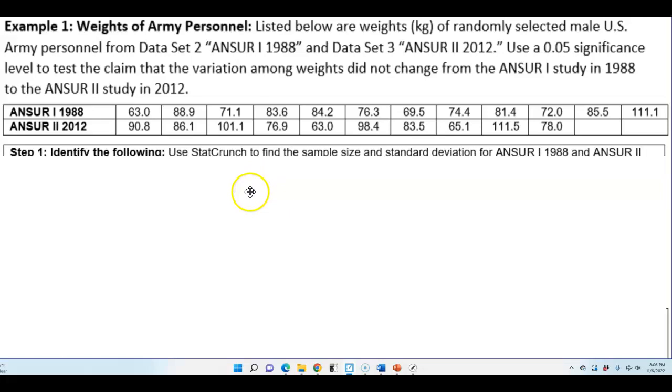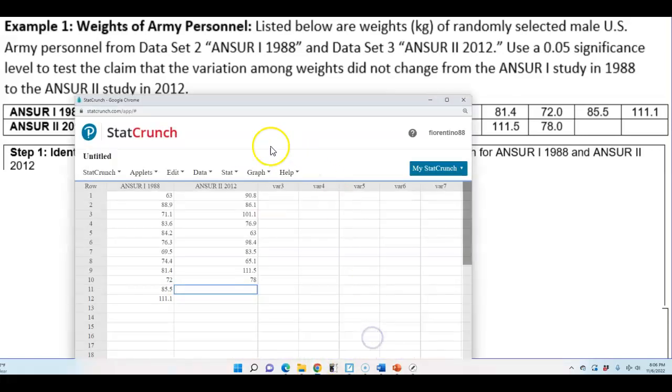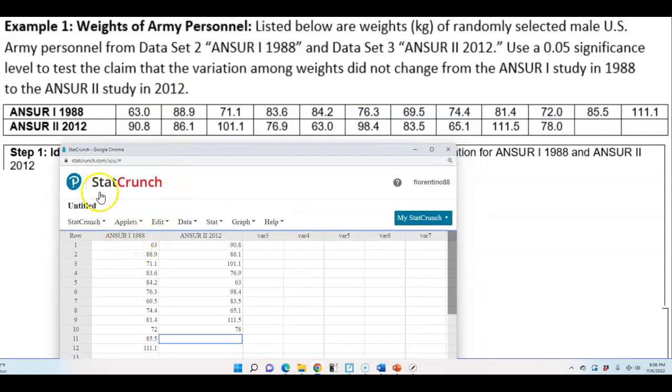So the first thing we want to do is use StatCrunch to find the following. We want to find the value of n, meaning the sample size for both. We want to find the sample standard deviation, and then the variance. So we're going to open up StatCrunch and put in our values. In column 1, I put in the title and then the values, and then the second column here.